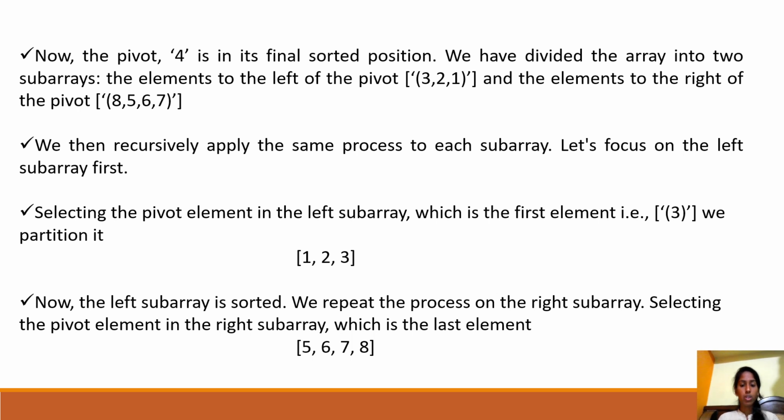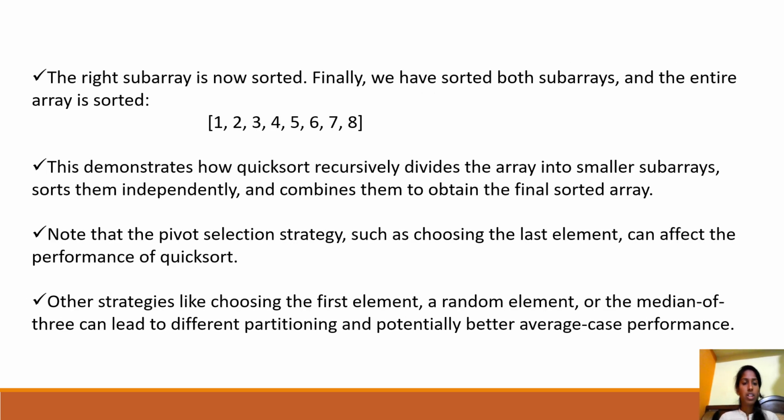We repeat the process on the right subarray, selecting the pivot element, which is the last element. The right subarray is now sorted. Finally, we have sorted both subarrays, and the entire array is sorted. The integers are 1, 2, 3, 4, 5, 6, 7, 8.